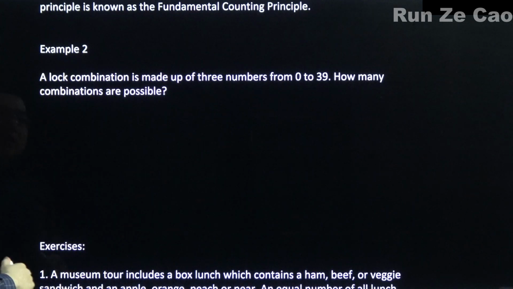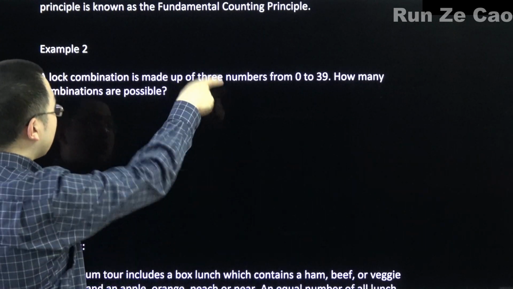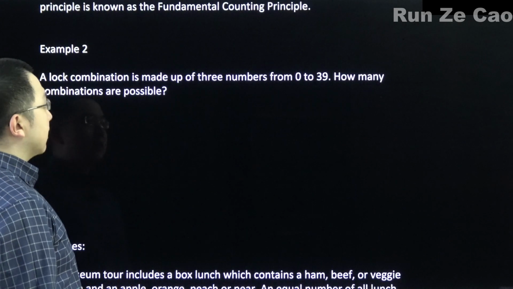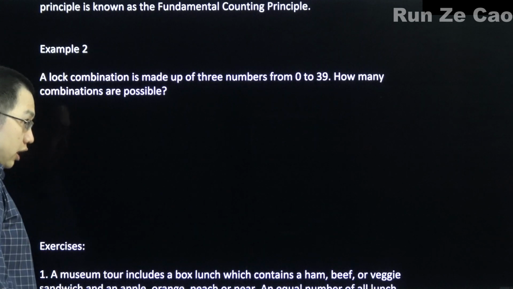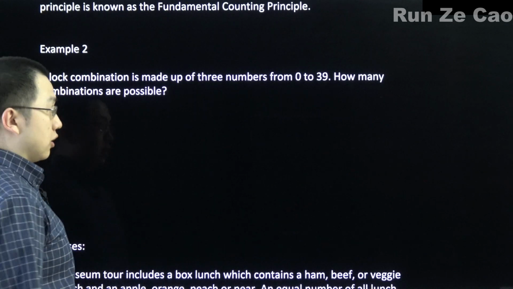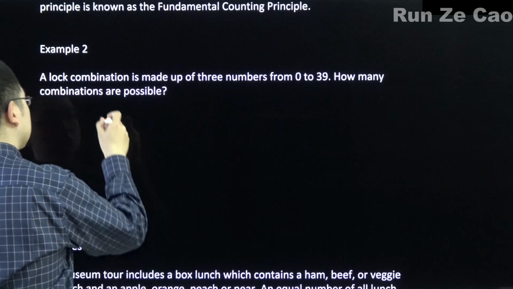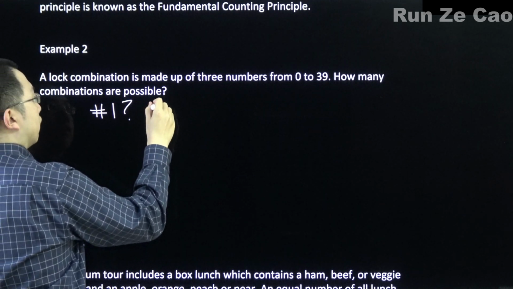So, example 2, a lock combination is made of 3 numbers from 0 to 39. How many combinations are possible? So, for the first number, how many choices do we have? Well, we have 0 to 39. Is this 39 choices? No, because 0 is also included. 0 is the first choice. 1 is the second choice. 39 is the 40th choice. Number 1, 40 choices.